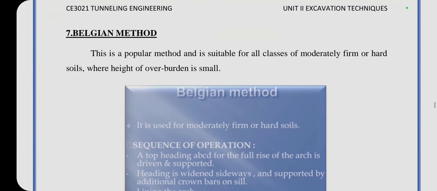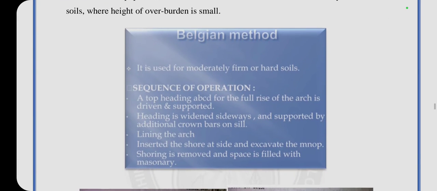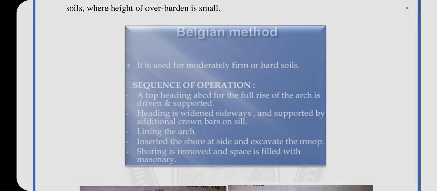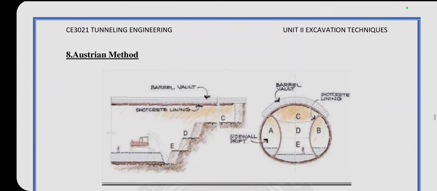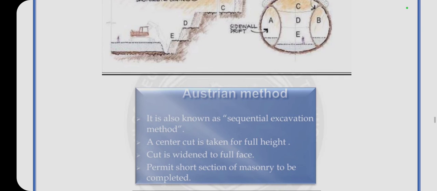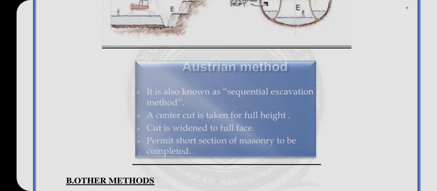The Belgian method is used for more lightly framed or hard soils. Insert the short sides and excavate them. The shoring is removed and the space is filled with masonry. The Austrian method is also known as the sequential excavation method.